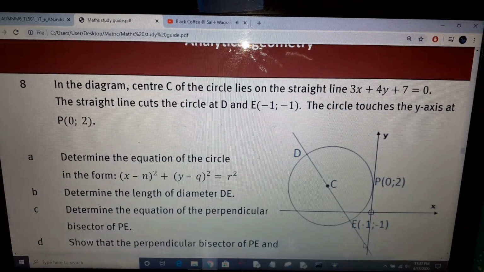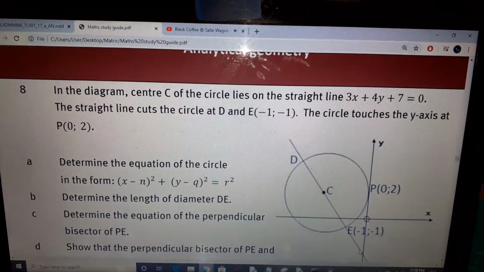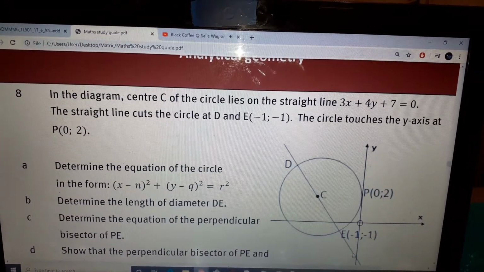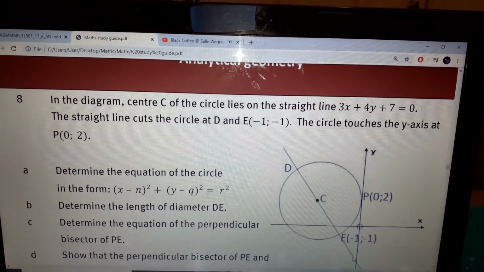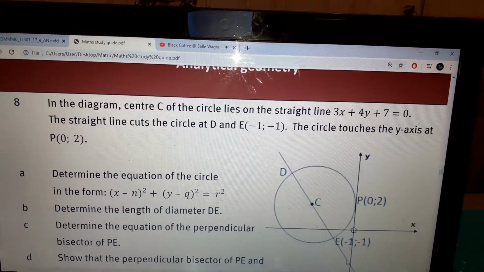In the diagram, center C of the circle lies on the straight line 3x plus 4y plus 7 is equal to 0. The straight line cuts the circle at D and E. The circle touches the y-axis at P.